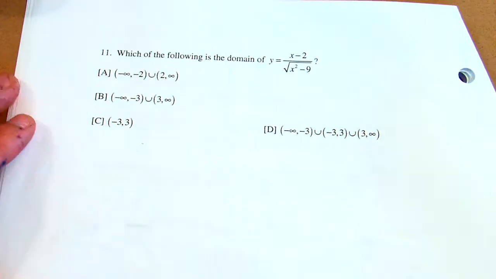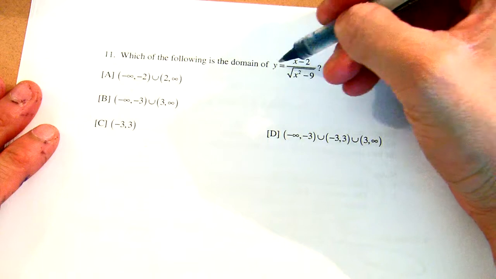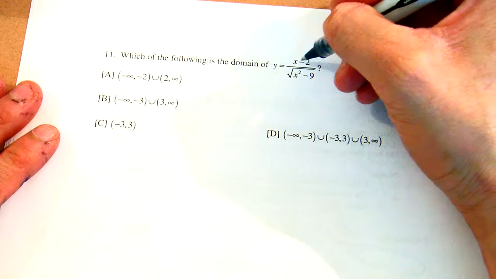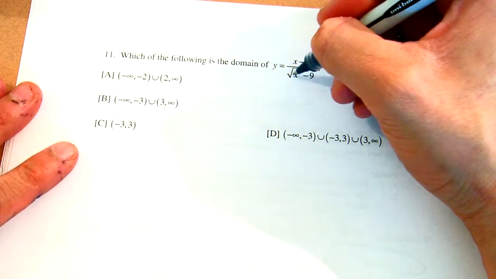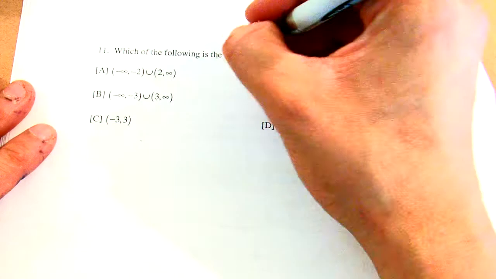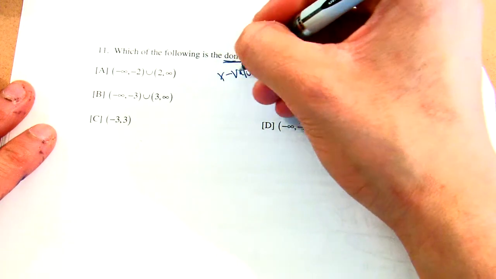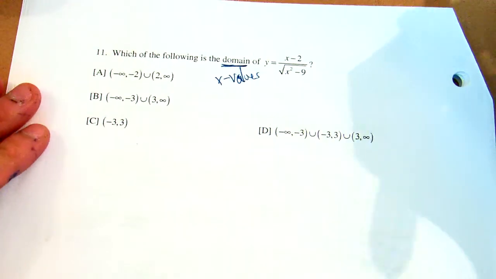Hello everyone, we're back over here in question 11. It says, which of the following is the domain of y equals x minus 2 over the quantity of the square root of x squared minus 9? And I want to find the domain, which means these are the x values here, okay? So normally what we've been doing is we've been graphing them out.